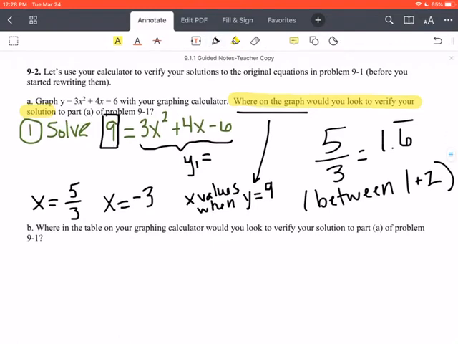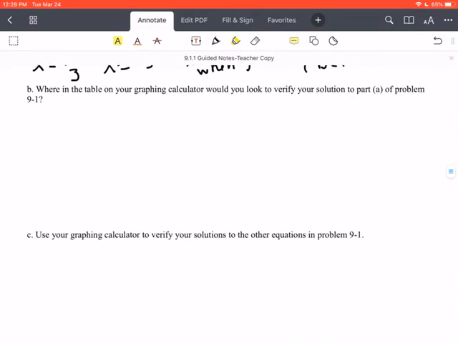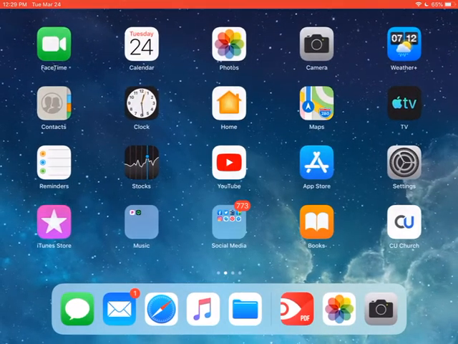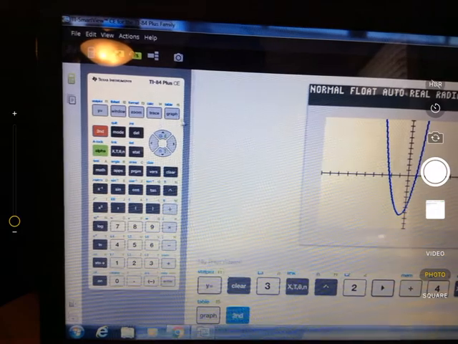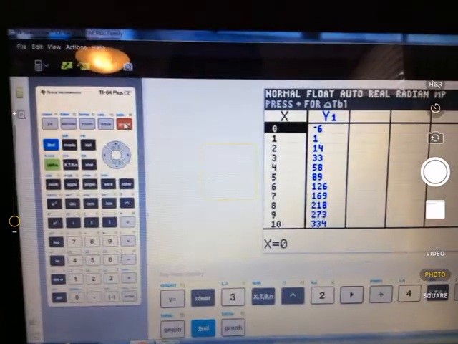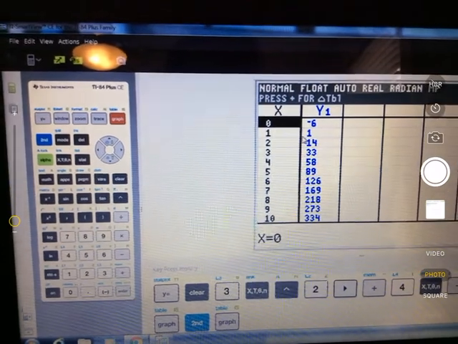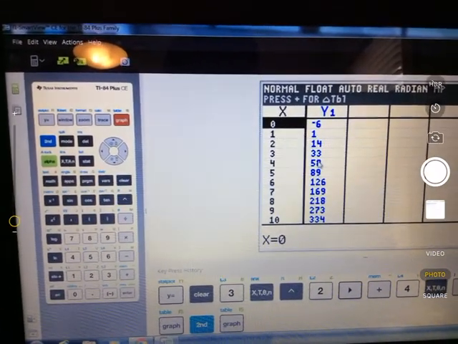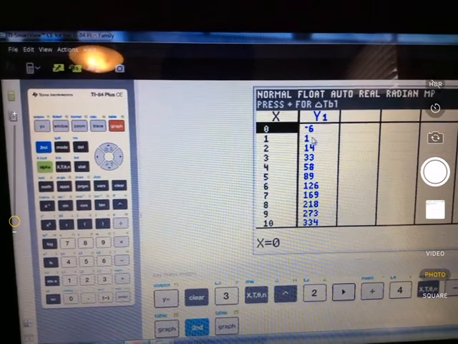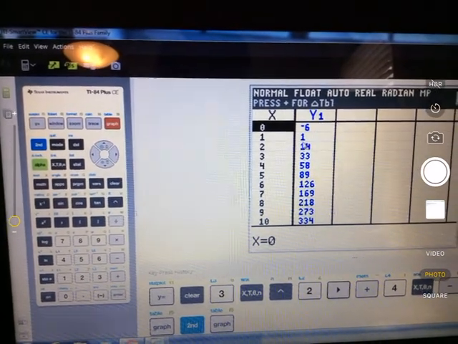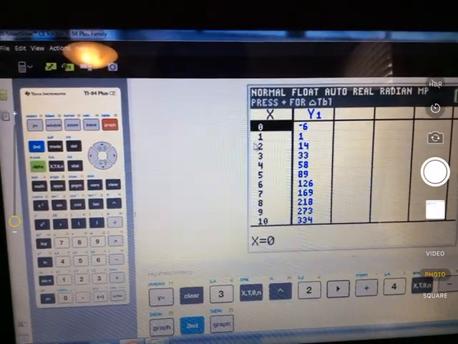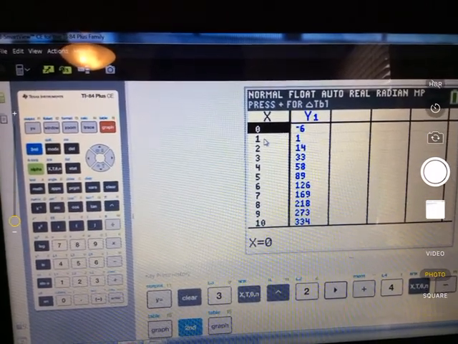Now the next question says, where in the table would you look on your graphing calculator? Okay, so if I go back to our camera and we look at our table, we are going to go to second graph because it says table. We can look at the y column and we're looking for y equals 9. Well, you can see the numbers are going in ascending order, so we can see that 9 is going to fall between 1 and 14. So if you look at the x values paired with 1 and 14, once again, you see that the x solution is going to be between 1 and 2.